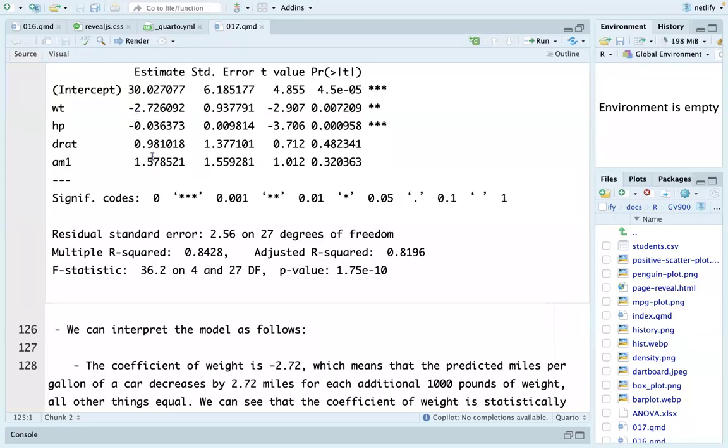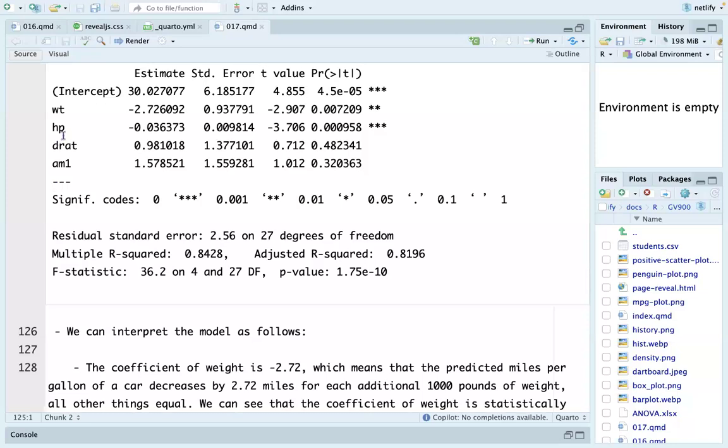So we can see that the WT coefficient is minus 2.72. Yes, it fits our expectations, because the heavier the car, the shorter the distance it can go. So in this case, if the car is 1,000 pounds heavier, it will have 2.72 miles fewer per gallon.